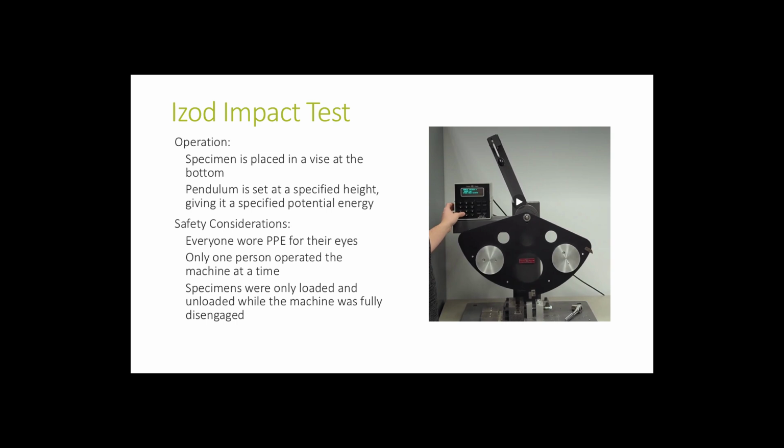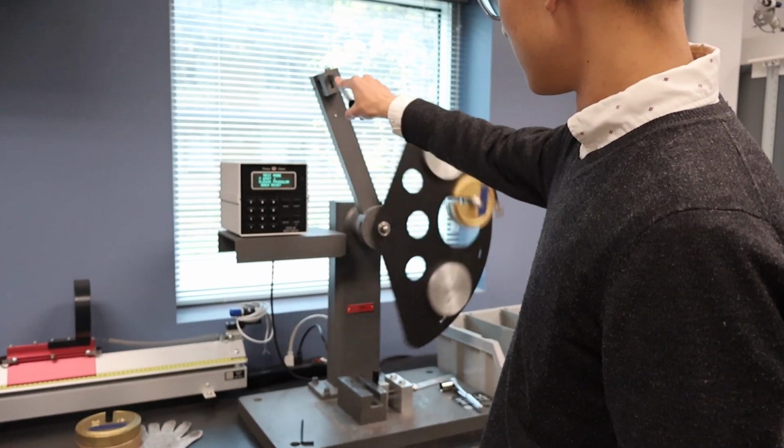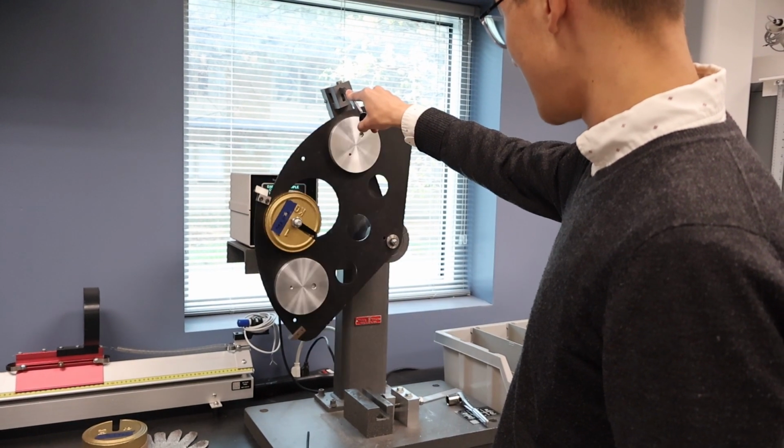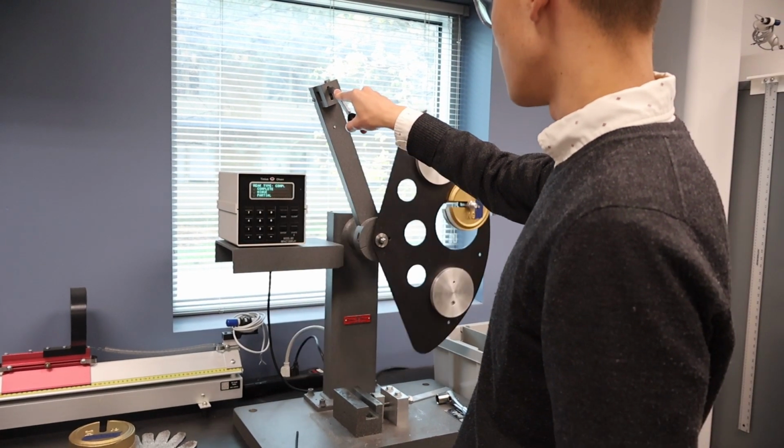To use the IZOD impact tester, we calibrated the machine and subsequently placed test specimens in the vise at the bottom. The pendulum was then set at the top with a specified potential energy and swung and hit the specimen at the bottom of its swing path.